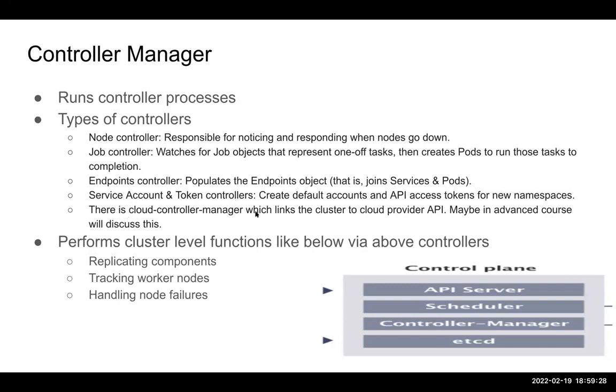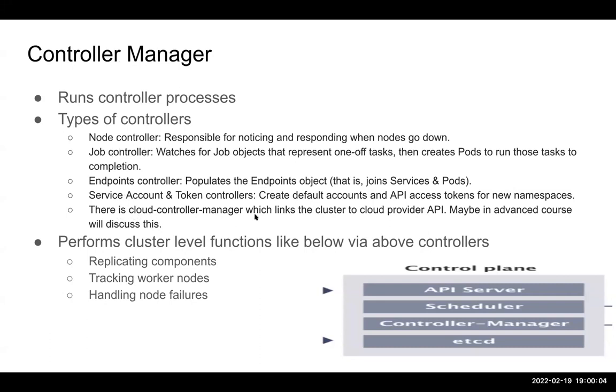There is a cloud controller manager which links the cluster to cloud provider APIs. See, what we are discussing now is Kubernetes. Each cloud provider has a Kubernetes service: there's Azure Kubernetes Service, called AKS, then AWS has its own Kubernetes service, and Google Cloud has its own Kubernetes service. So they also provide certain functionality. We will not be discussing those here because we'll be focusing on the core concepts of Kubernetes. But once you're dealing with the cloud providers, then there might be a cloud controller manager also.